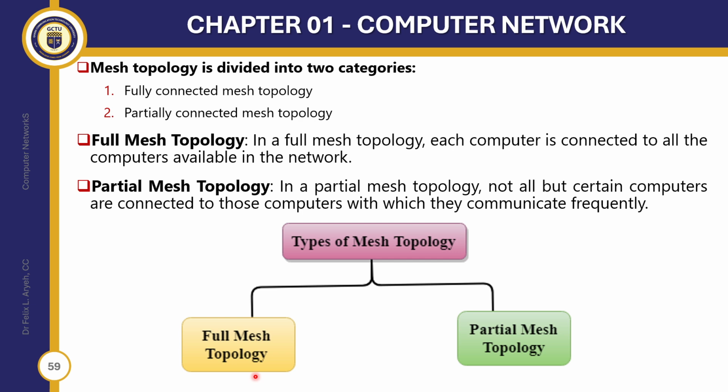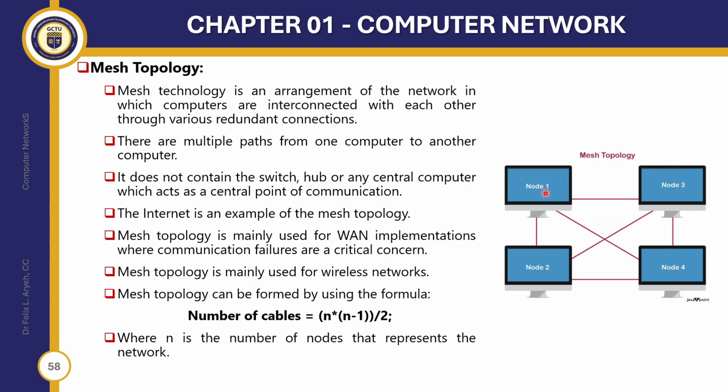Of course, it's divided into two. We have the full connected mesh topology and the partial connected mesh topology. As the name says, for the full, each computer is connected to all the computers available on the network. So like this one, each of the computers is connected to all the computers that are available on the network.